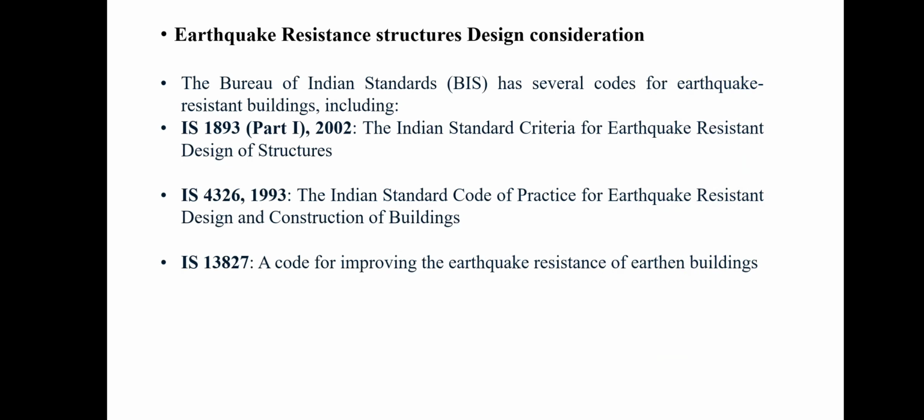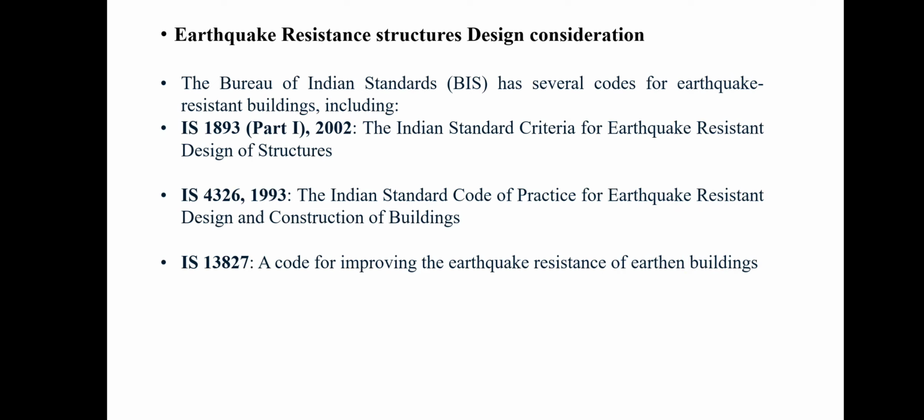Here are some earthquake resistant structure design considerations. The Bureau of Indian Standards has several codes for earthquake resistant buildings, including IS 1893 Part 1 2002, the Indian Standard Criteria for Earthquake Resistant Design of Structures, and also IS 4326 1993, the Indian Standard Code of Practice for Earthquake Resistant Design and Construction of Buildings.